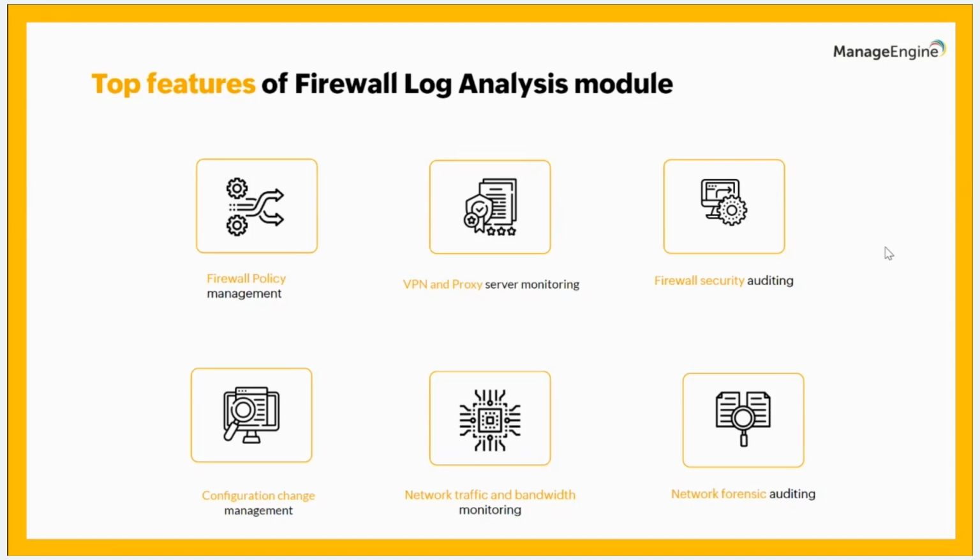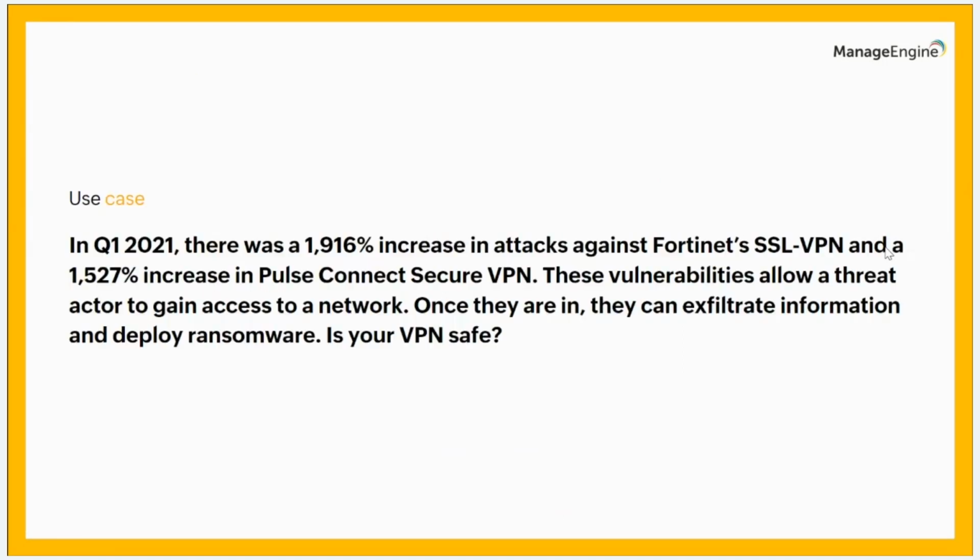In Q1 2021, there was a 1916% increase in attacks against Fortinet's SSL VPN and a 1527% increase in Pulse Connect Secure VPN. These vulnerabilities allow a threat actor to gain access to a network. Once they are in, they can exfiltrate information and deploy ransomware. Is your VPN safe? So this log analysis module helps track VPN connections for both remote host VPNs and site-to-site VPNs.